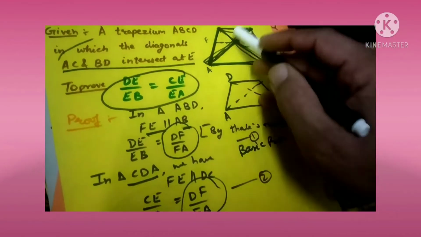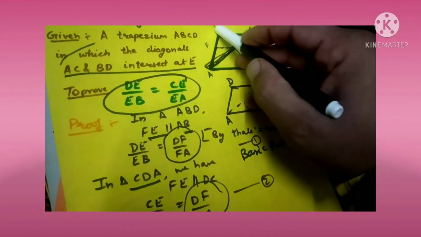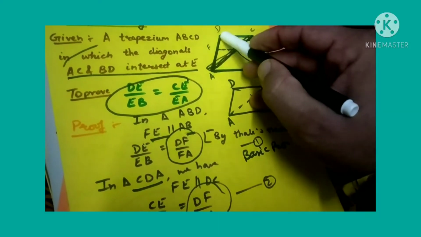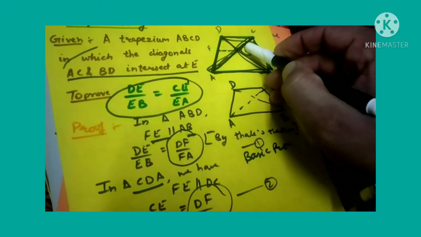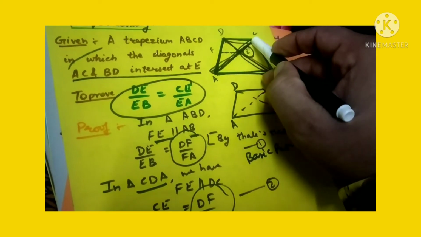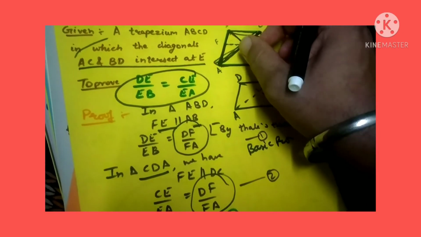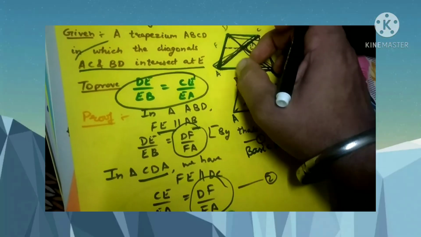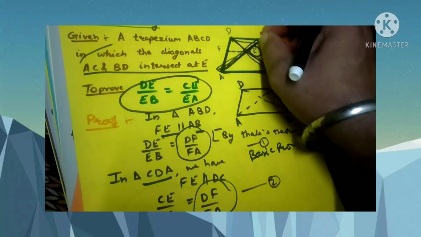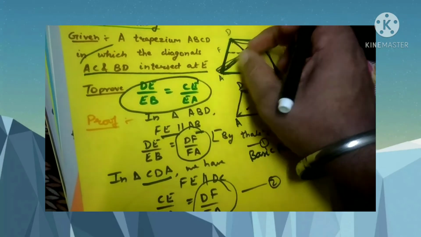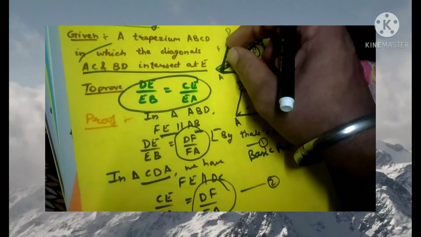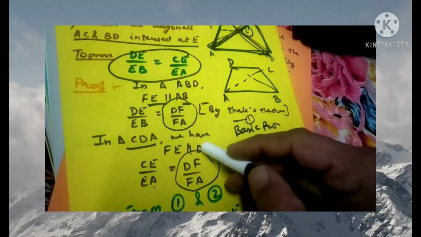In triangle CDA, C, D and A, this triangle, okay, this is the triangle we are considering. In this, this is the line parallel to CD, so FE is parallel to DC, okay, so CE by EA is equal to DF by FA. Okay, this is DF by FA.